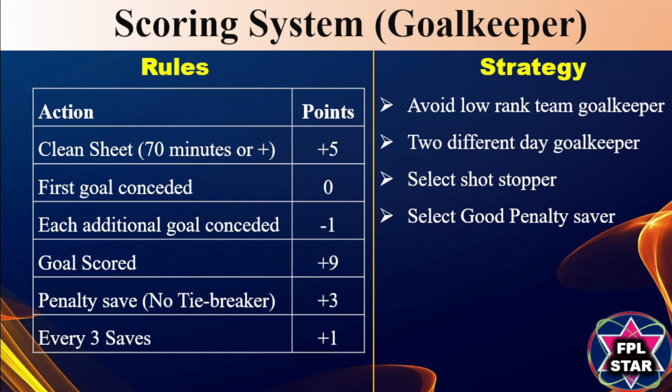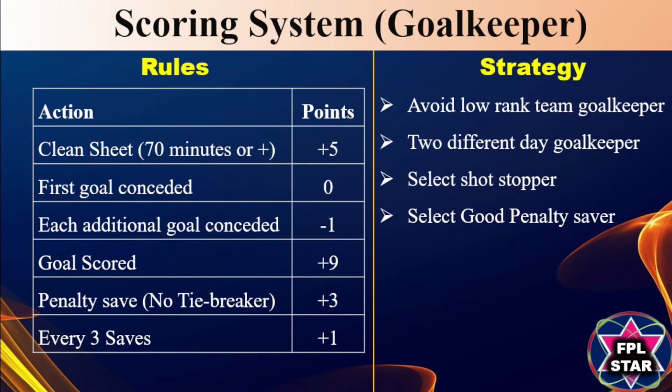If your goalkeeper scores a goal, that gives you an insane 9 points, and if he saves a penalty, it's 3 points, but it's not in the tiebreaker. After the game, if the game is tied, then there is a tiebreaker, and in this tiebreaker, if your player saves a penalty, then its point will not be counted. For every 3 saves from your goalkeeper you get 1 point. And the strategy for goalkeeper's scoring system is to avoid lowering teams, because they will concede a lot of goals and they will cost you a lot of points, and that's why you should avoid them.